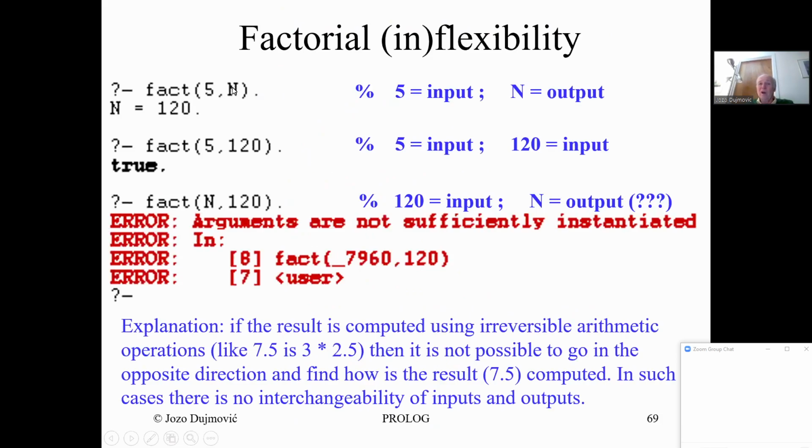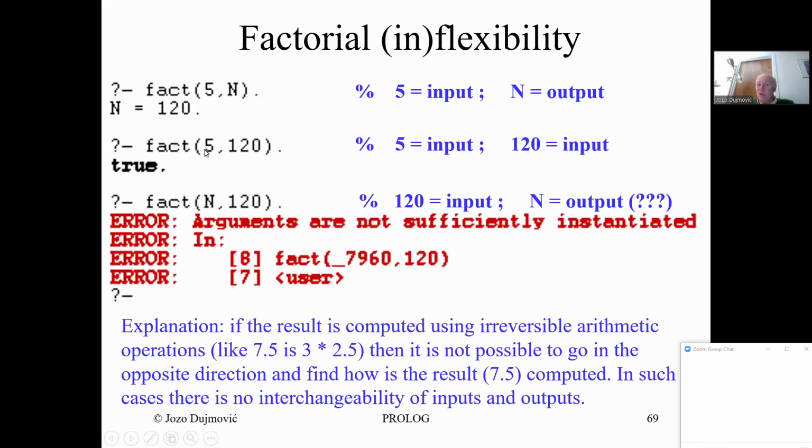So this is input and n is output. If I ask, give me factorial of 5, PROLOG answers n is 120. So this is the output and it is correct. Everything is okay. However, you can also ask, is factorial of 5 120? You give both of them as inputs.